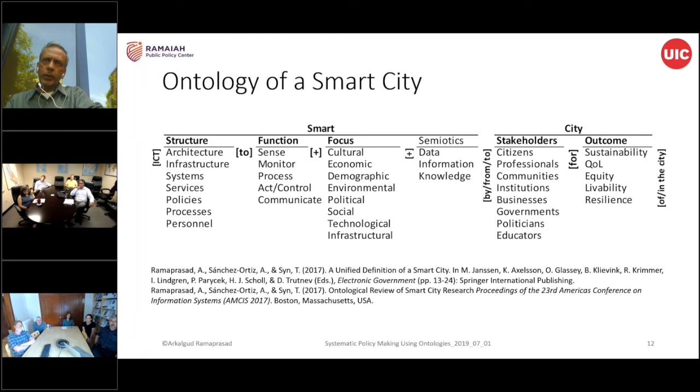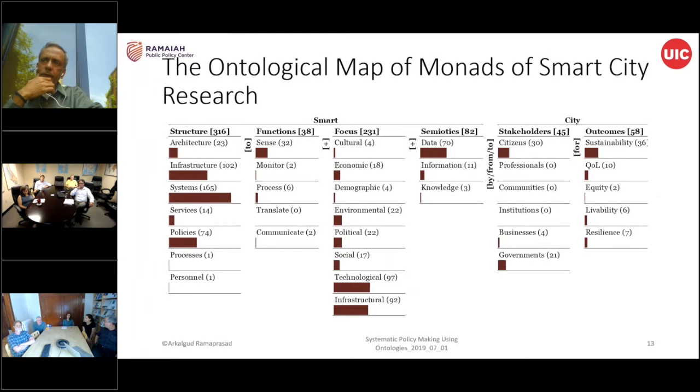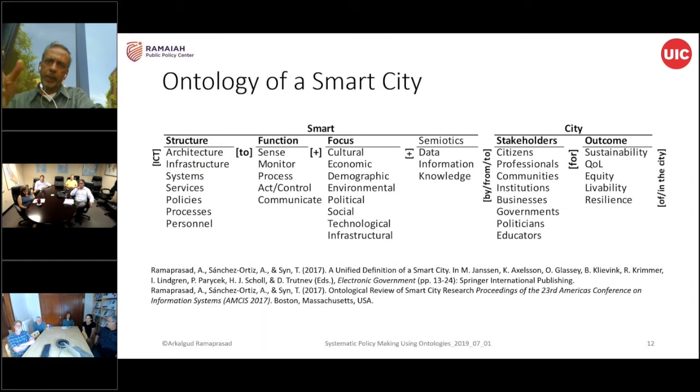What we also did was take all the definitions that have been given for smart cities in the research. These are the parts of the two papers: a unified definition of a smart city and an ontological review of smart city research that we have out there.